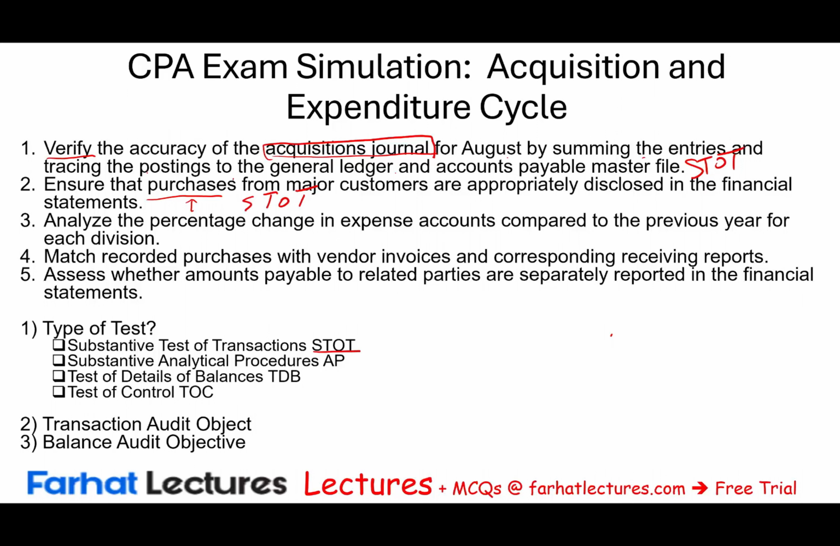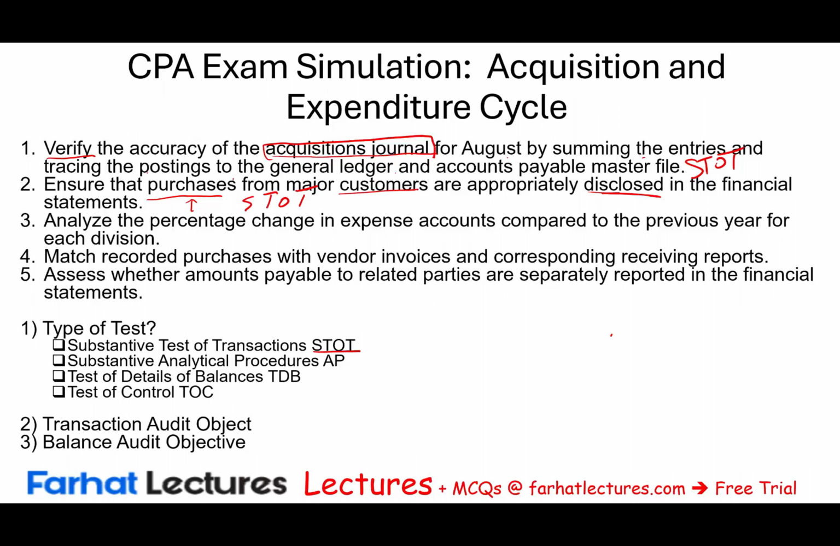a substantive test of transaction. Which audit objective? Well, I am making sure that if there are any major customers, especially if they are related parties or major customers, they are properly being disclosed in the financial statement. Disclosure and presentation, that's the audit objective that I am meeting.